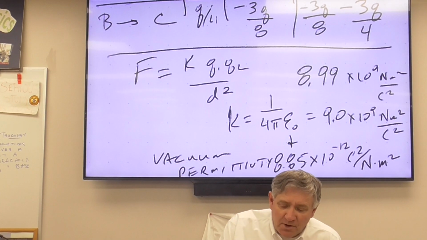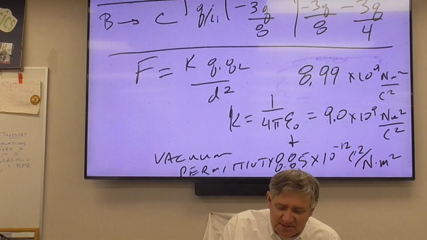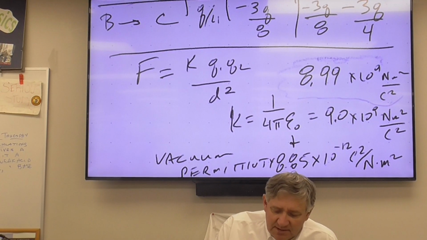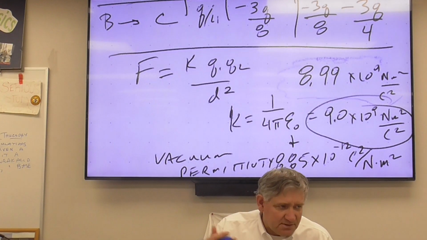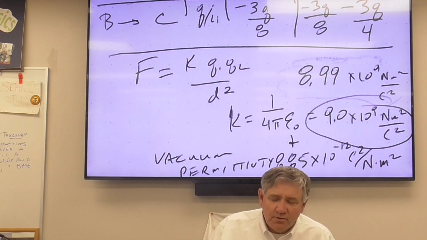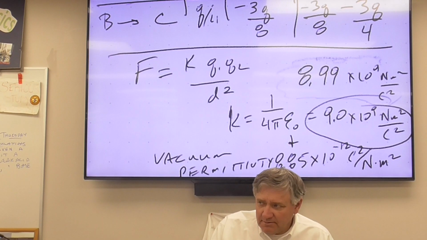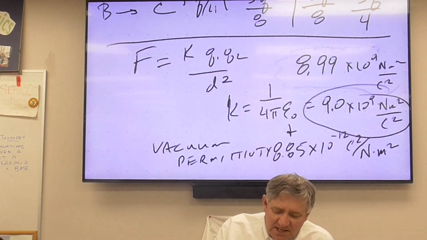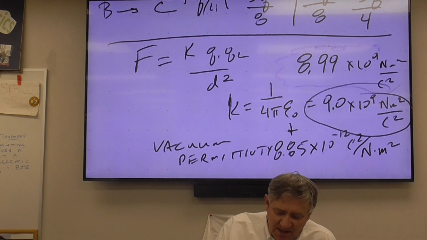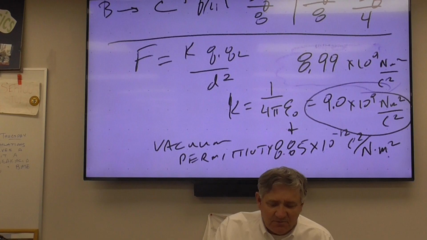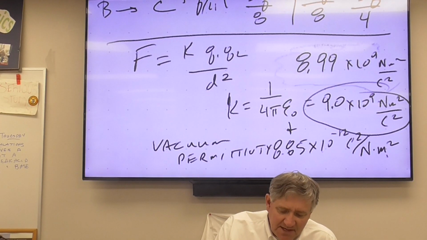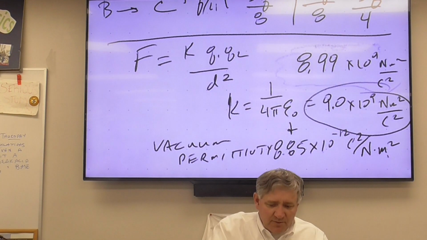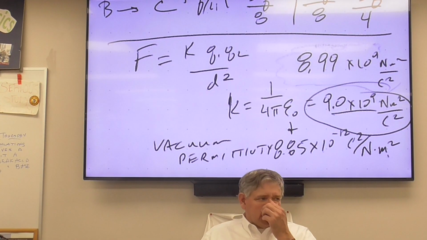Your book technically gives a more precise value of 8.99. Realistically, everybody just uses 9.0 times 10 to the 9th. If you want to store that in your calculator, that would be handy. Again, you end up with these same units because the vacuum permittivity constant is coulomb squared over Newton meter squared. When you plug that in, multiply by 4 pi, and flip it over, that's where you get the 9.0 times 10 to the 9.